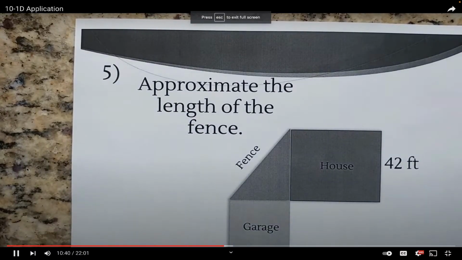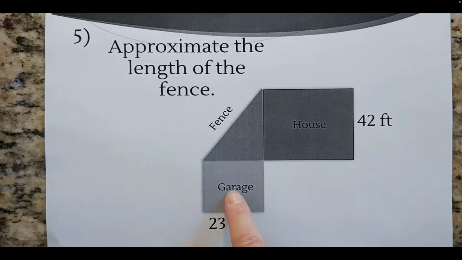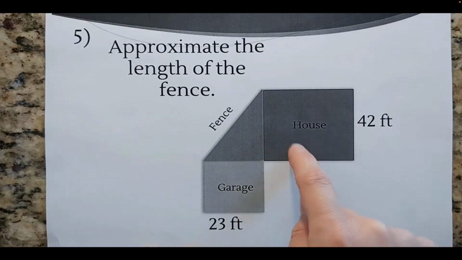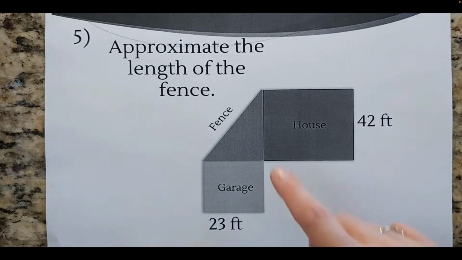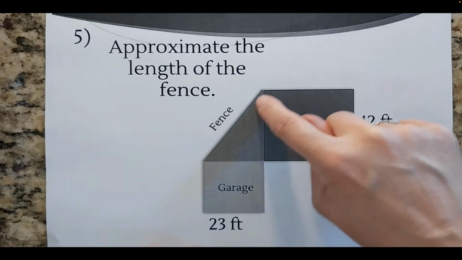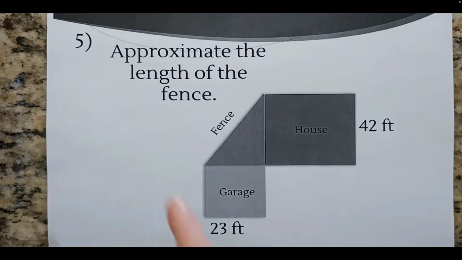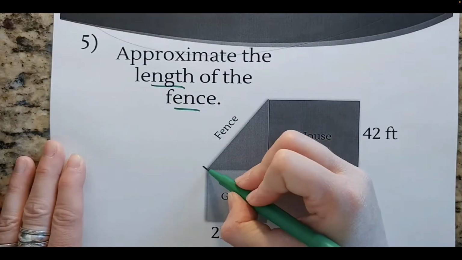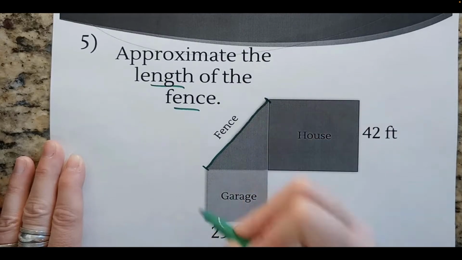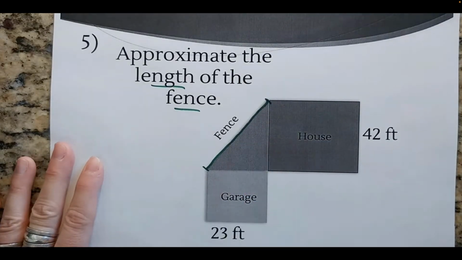All right, moving on to number 5. Here we have a picture of a garage, a square garage, square house. And it looks like we maybe have a little yard here. And in order to keep the dog in, we've got to put a fence along this side. It asks us to approximate the length of the fence. So how long is this fence right here that's keeping our dog in?